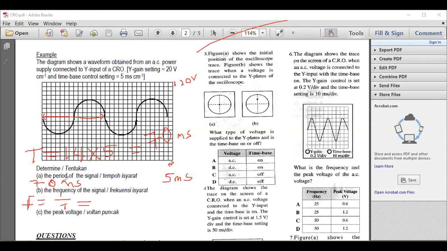Okay, so 1 over period. Now what you must do is the millisecond you have to change to second. So 70, you have to divide by 1000. Milli, you have to change to second, so divide by 1000. So you get 0.07. So 1 divided by 0.07. Press the calculator, 1 divided by 0.07. So 14.3 hertz.